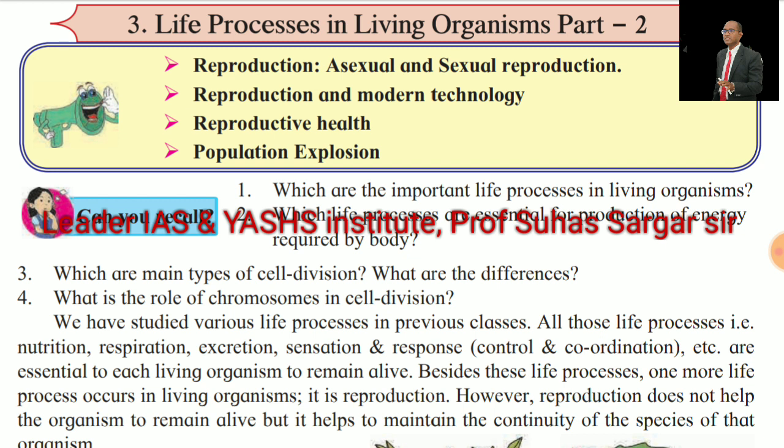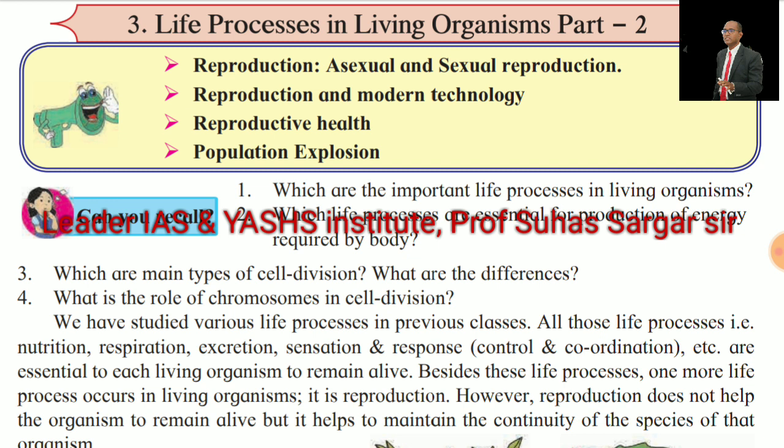Can you recall which are the important life processes in living organisms? Which life processes are essential for production of energy required by the body? Which are the main types of cell division? What are the differences? What is the role of chromosome in cell division?